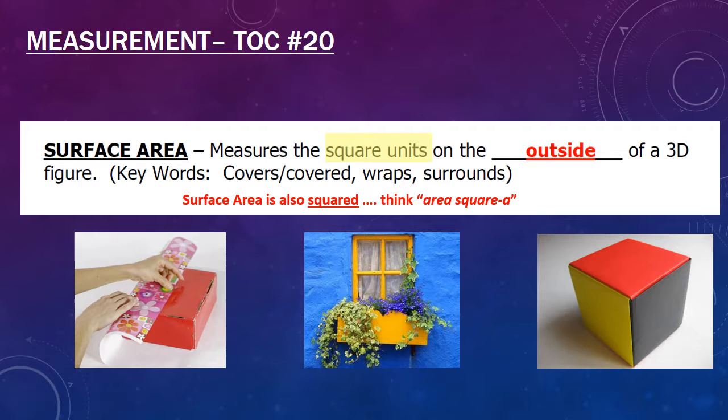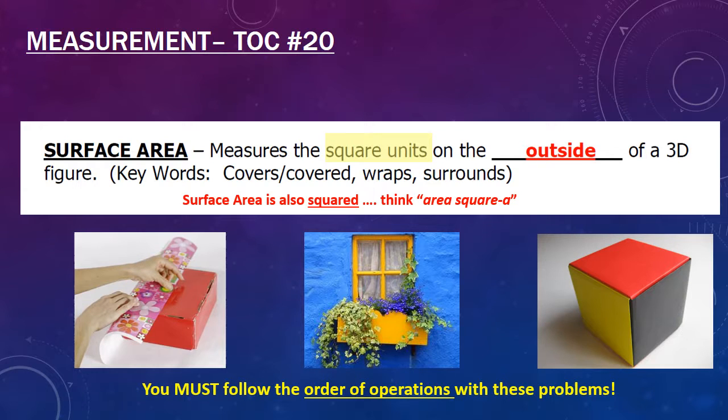With surface area, this is so important. You must follow the order of operations with these problems. You will have both multiplication and addition in this formula, and it is so very, very important that you follow the order of operations to make sure you're not getting the incorrect response and showing your work.